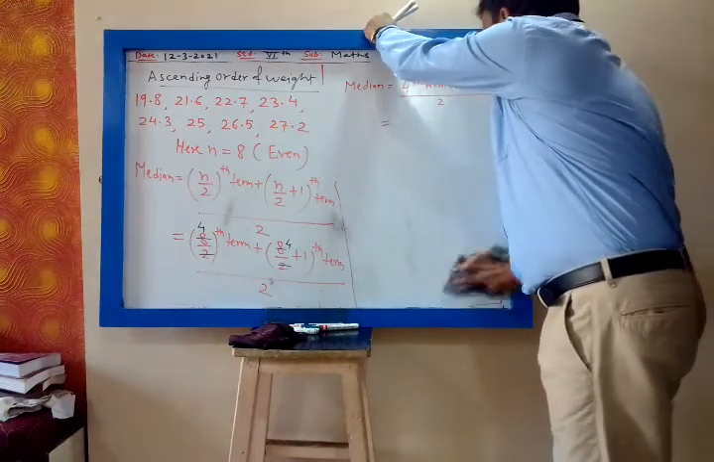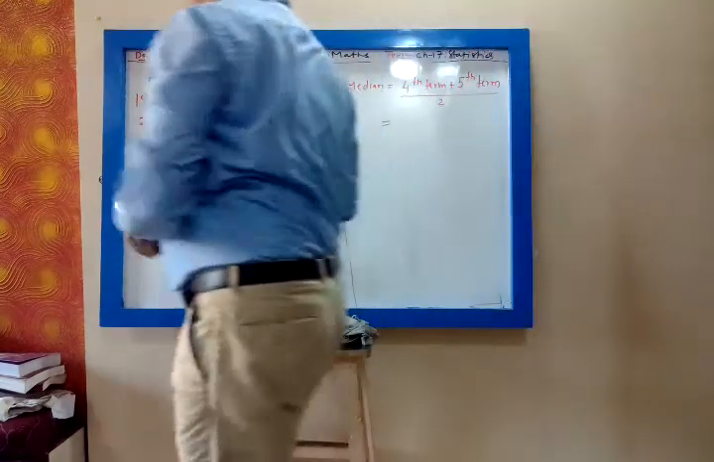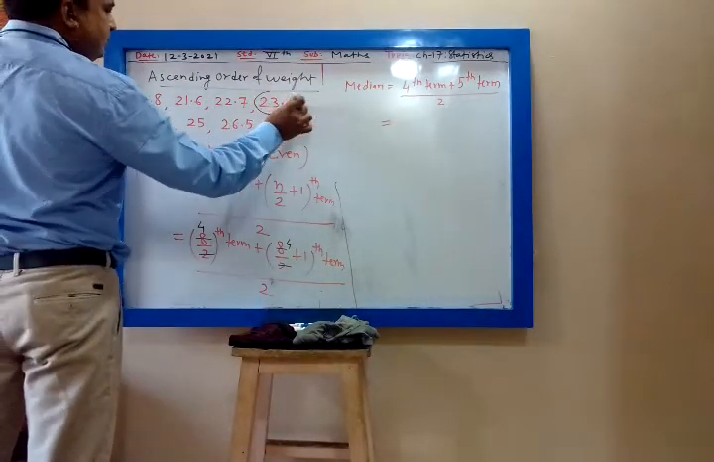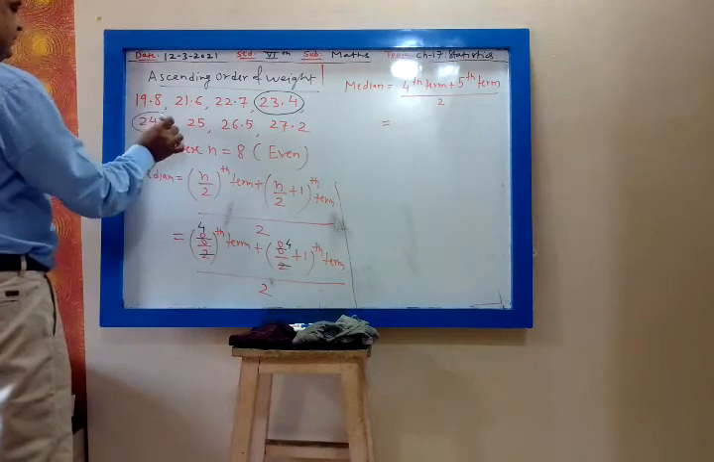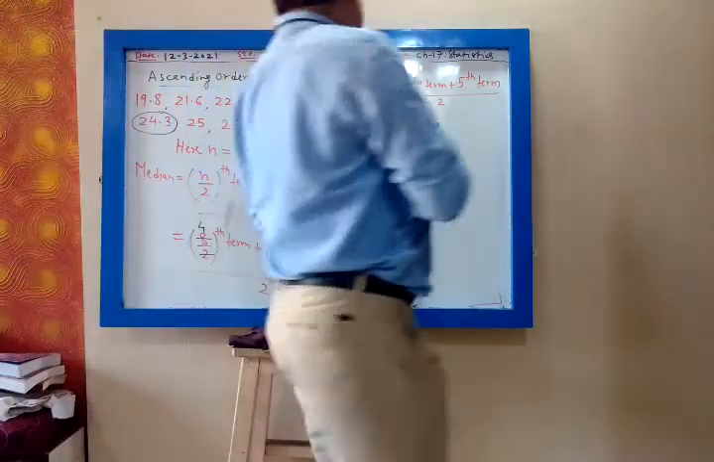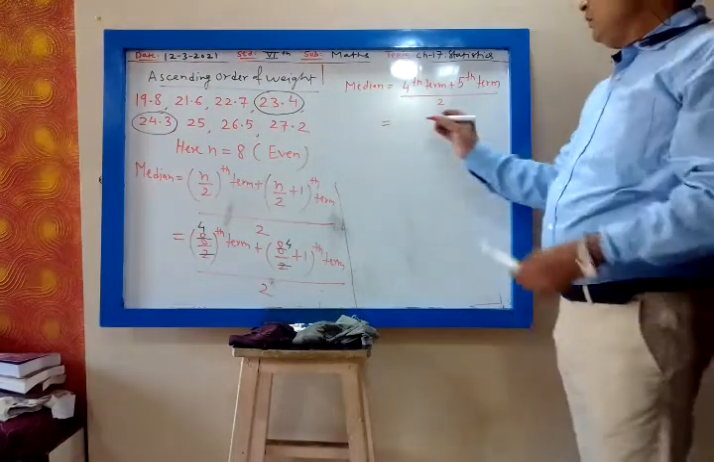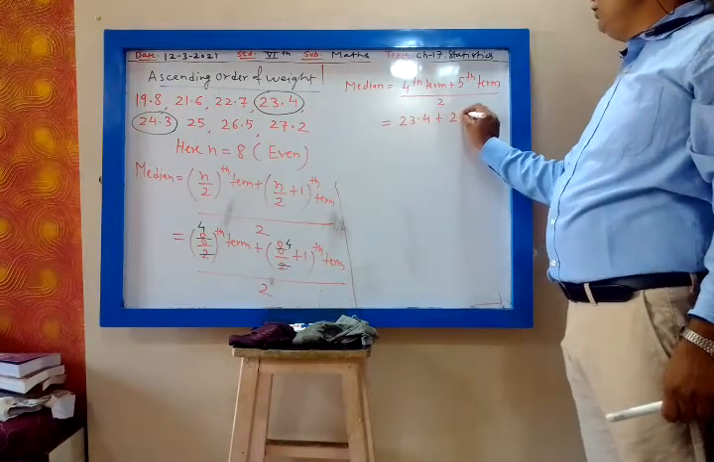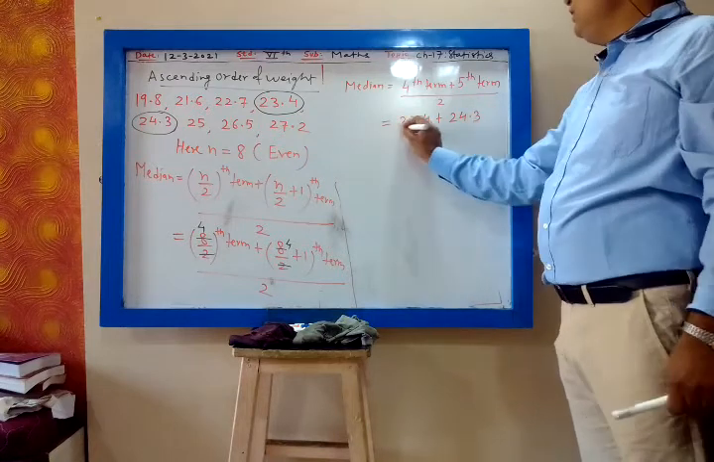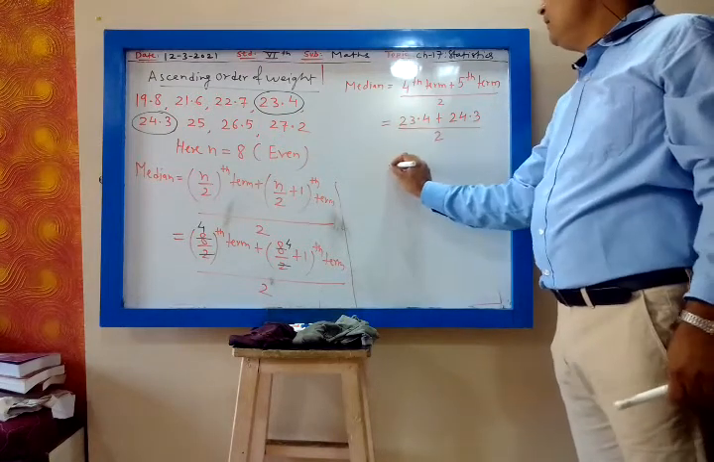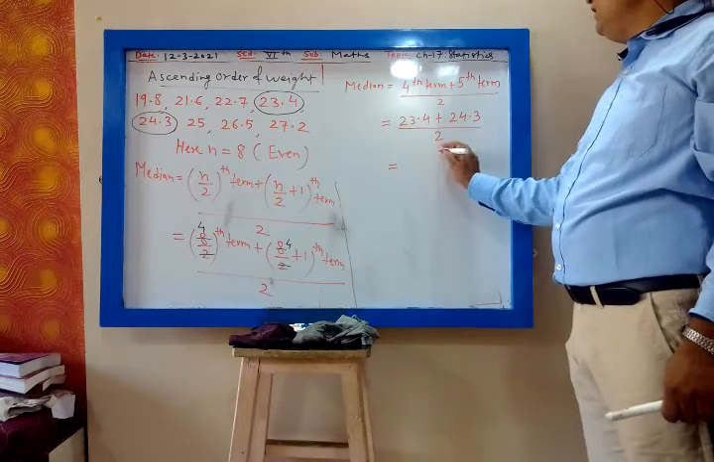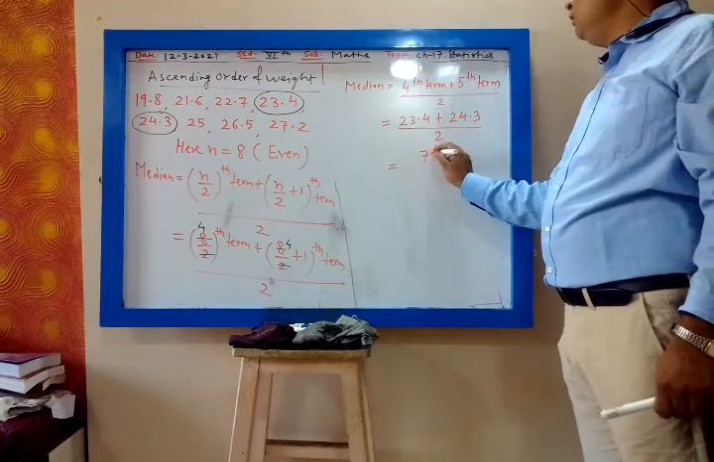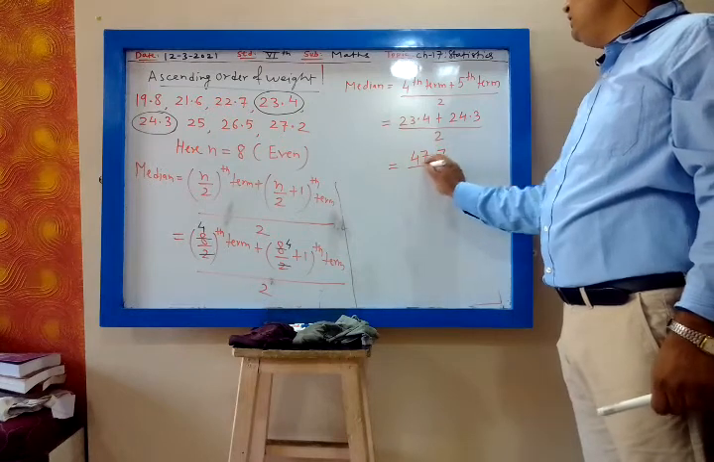You see the 4th term. 4th term is 1, 2, 3, 4. This is my 4th term, and this is my 5th term. So that is 23.4 plus 24.3, divide by 2. You add them. 4 plus 3 is 7, then 4 plus 3 is 7, 2 plus 2 is 4. 47.7 divided by 2.